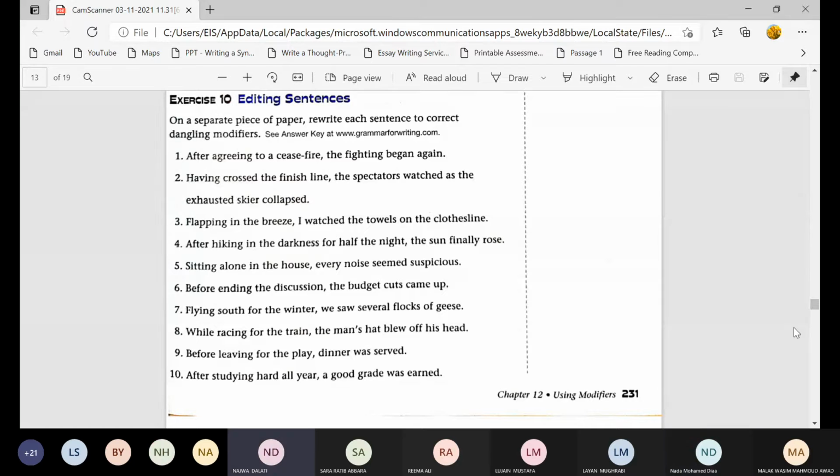Number 4, Najwa. After hiking in the darkness for half the night, the sun finally rose. I guess I'll add rewatch. Watch the sun finally rose. Excellent, because who were hiking in the darkness? Excellent.